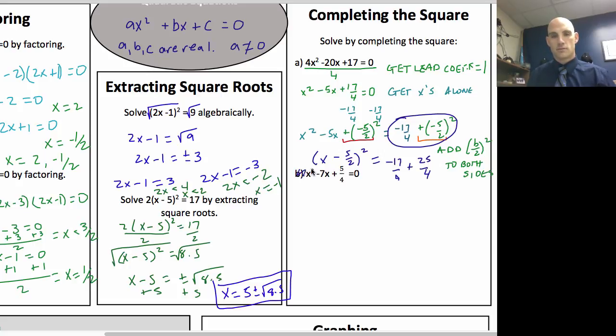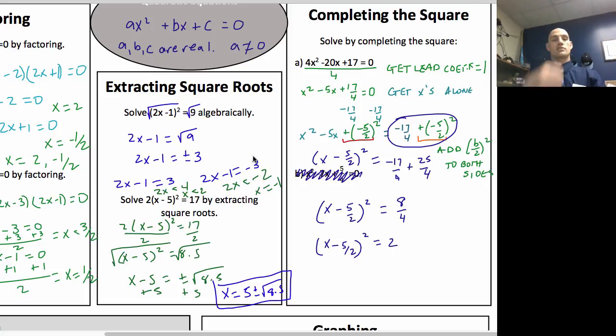Okay? So let's scratch out this example. We're just going to keep going. X minus 5 over 2 squared is equal to, and negative 17 over 4 plus 25 over 4 is going to give me 8 over 4. So x minus 5 halves squared is equal to 2. And now look, check out, this is extracting square roots. And so I'm going to have x minus 5 halves equals plus or minus square root of 2. And so x is equal to, I add 5 halves to both sides, 5 halves plus or minus the square root of 2. Okay? That's exactly how this works.